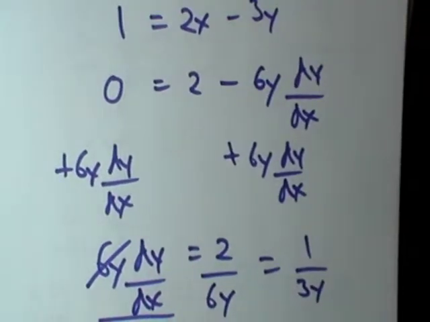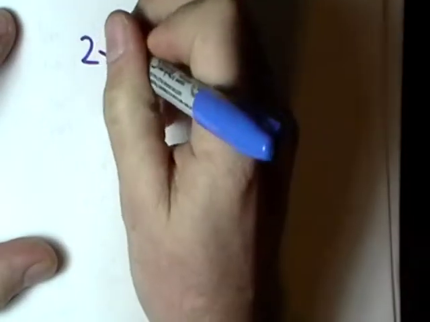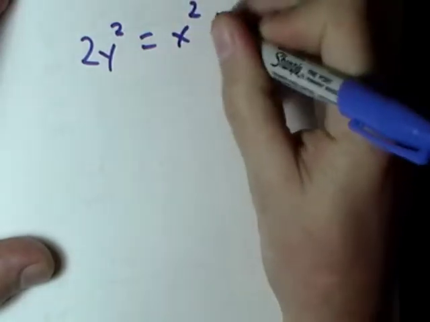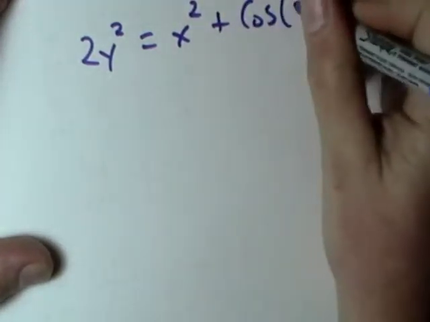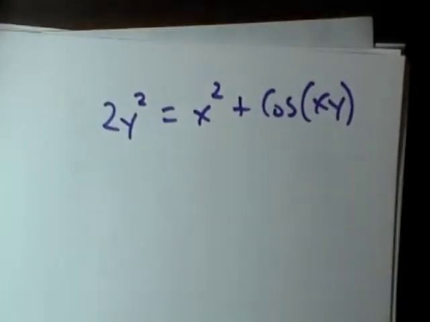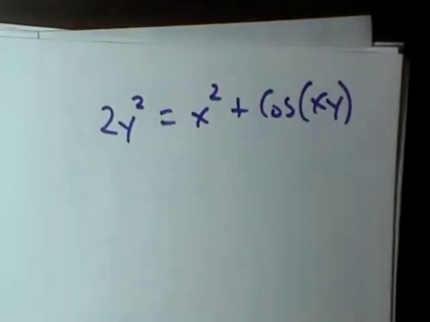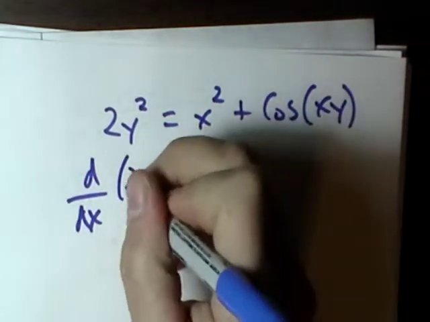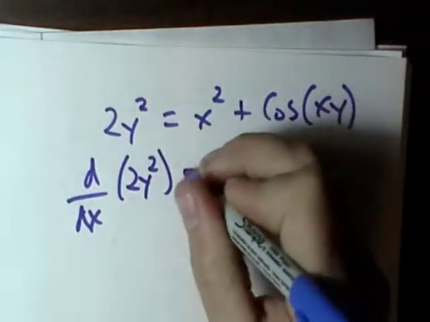Let's do another one. Let's do one with a trig function. Let's go 2y squared equals x squared plus cosine xy. Okay, so we get this one. This might be a little tricky. Let's take the derivative. Let's just write this one out.